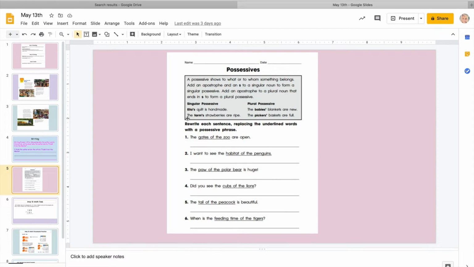Another example is the farm's strawberries are ripe. Well, the strawberries belong to one farm, so it would be farm apostrophe S. That is a singular possessive. When we're getting into plural possessives, plural means more than one. So here you're going to see the babies' blankets are new. Because it's more than one baby, it's going to be S and then an apostrophe. The same, the pickers' baskets are full. Because it's more than one picker, you're going to have that S and then that apostrophe.